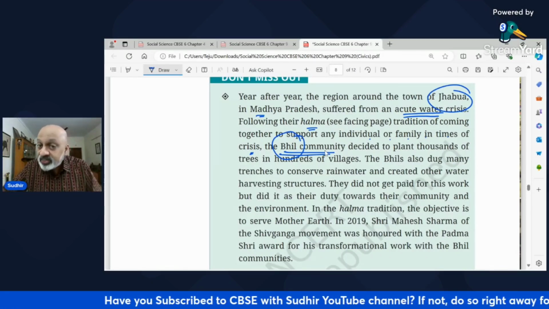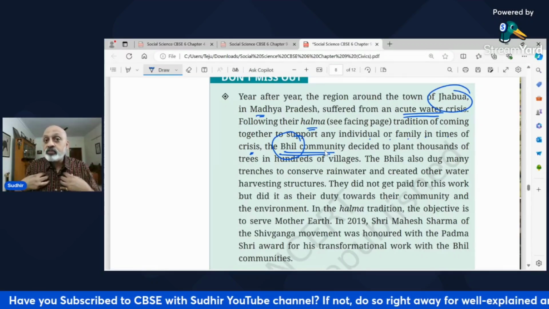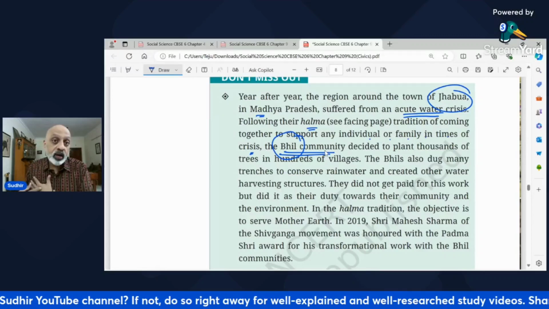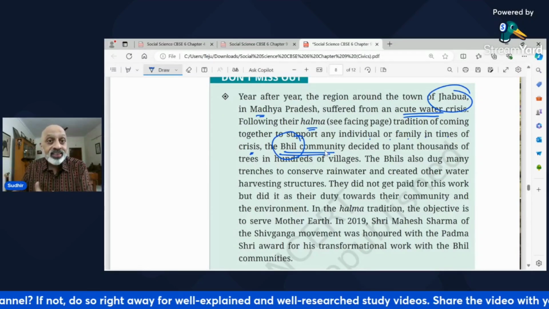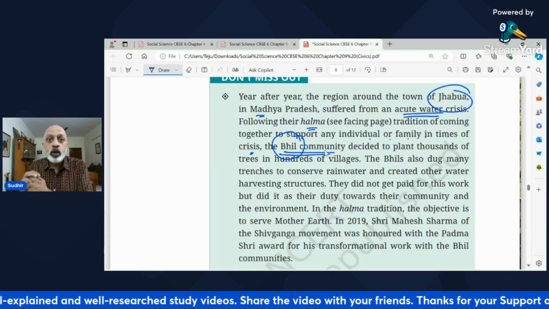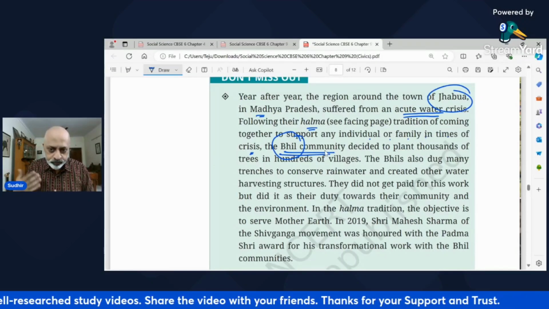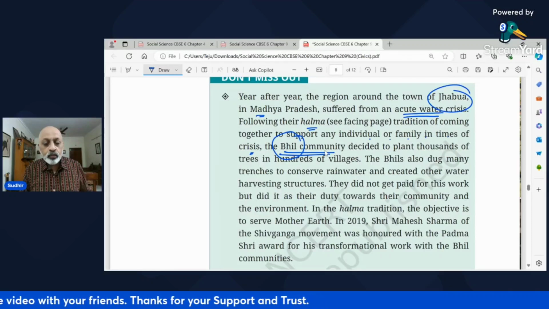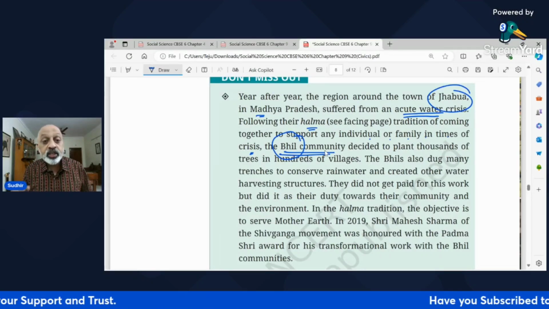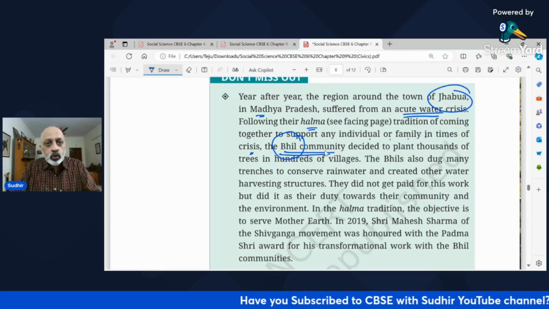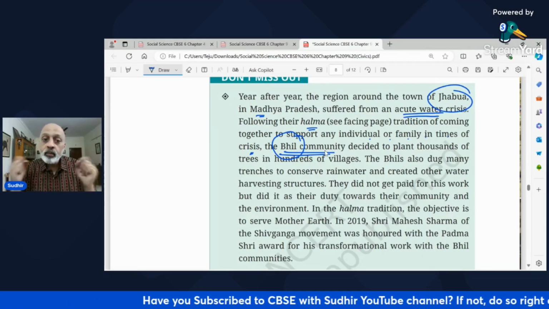They did not get paid. It was voluntary work. They worked on their own so that the village benefits, so that Jhabua benefits from this kind of voluntary work, or in Hindi it would be called Shramdan. Okay. They felt it was their duty towards their community and the environment. Okay. In the Halma tradition, the objective is to serve Mother Earth. Okay. That we need to do some duties towards Mother Earth.